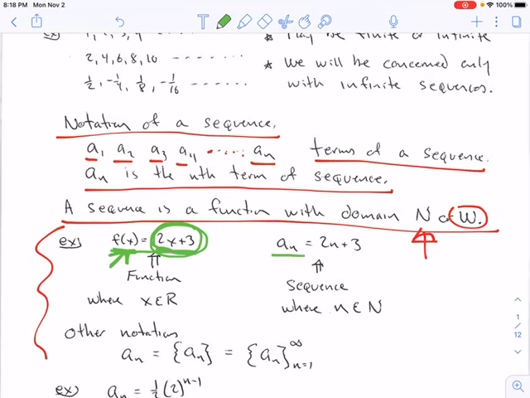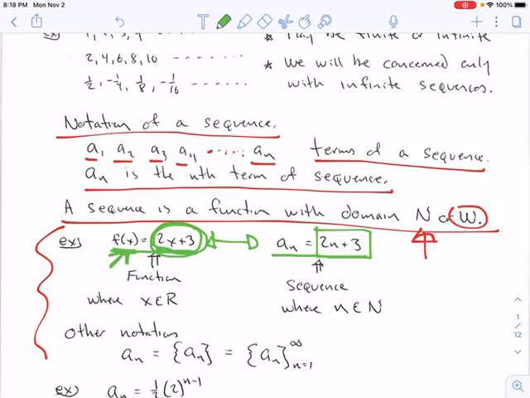Well, over here we have a sequence. Instead of f of x, we have a sub n. And so a sub n is the general sequence notation, and so 2n plus 3 would be the rule of the sequence, just like we had a rule of the function. So you can see that there's a very similar look to a sequence and a function as far as the notation goes.